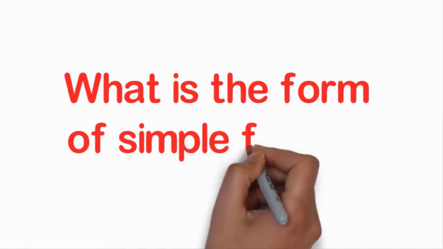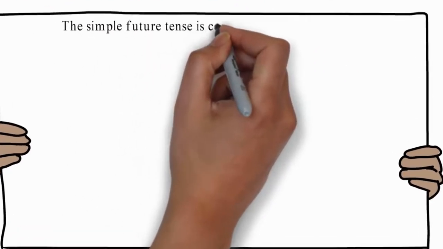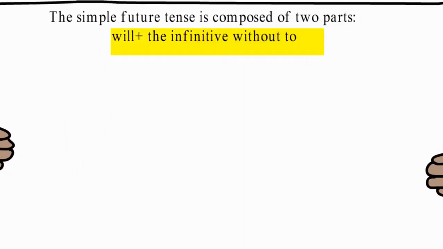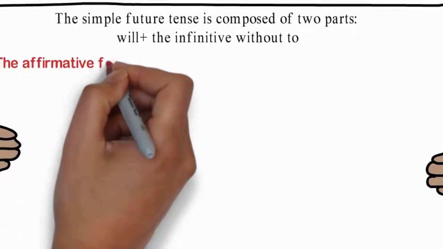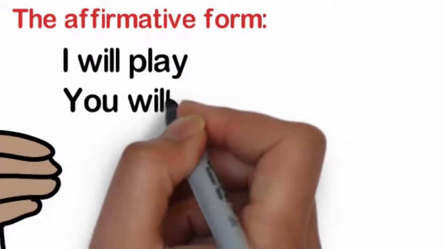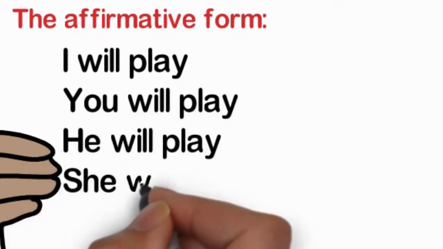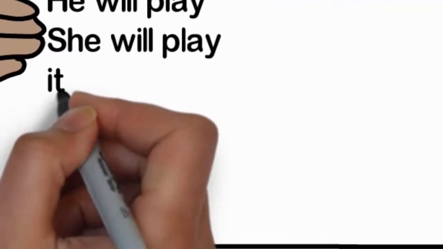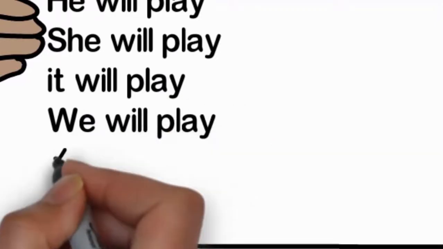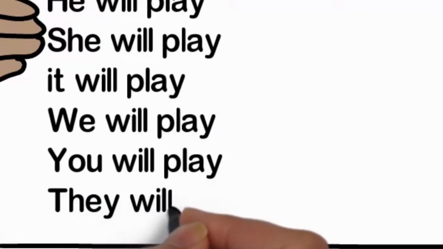So, what's the form of simple future? The simple future tense is composed of two parts: will plus the infinitive without to. Let's have a look at the affirmative form. I will play. You will play. He will play. She will play. It will play. We will play. You will play. They will play.